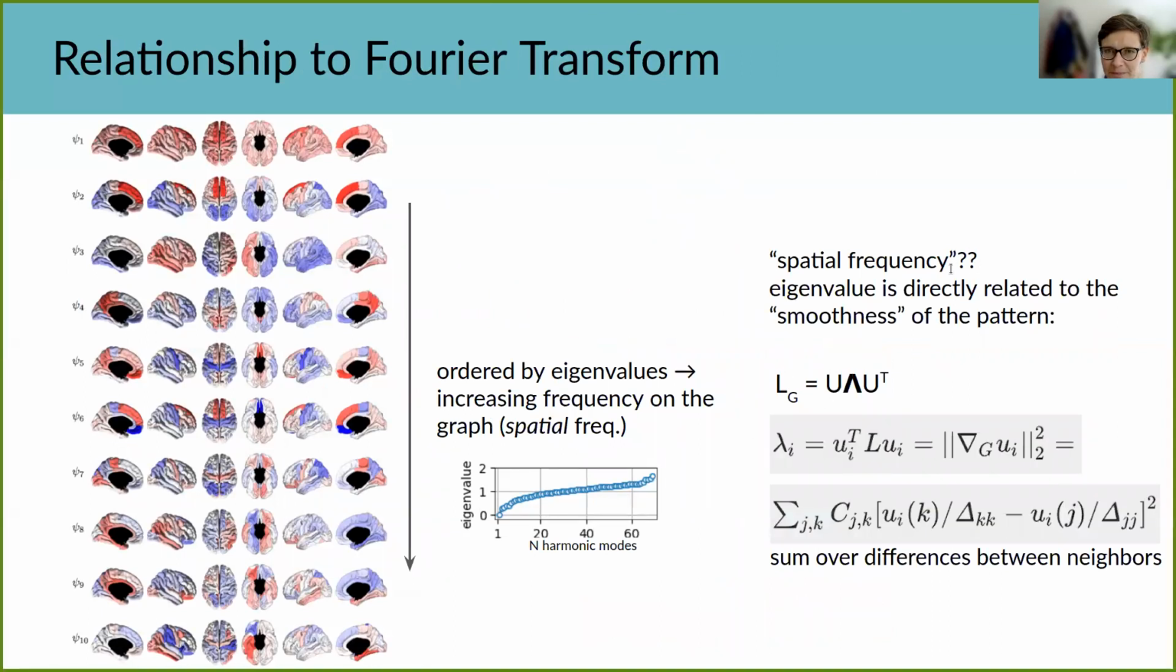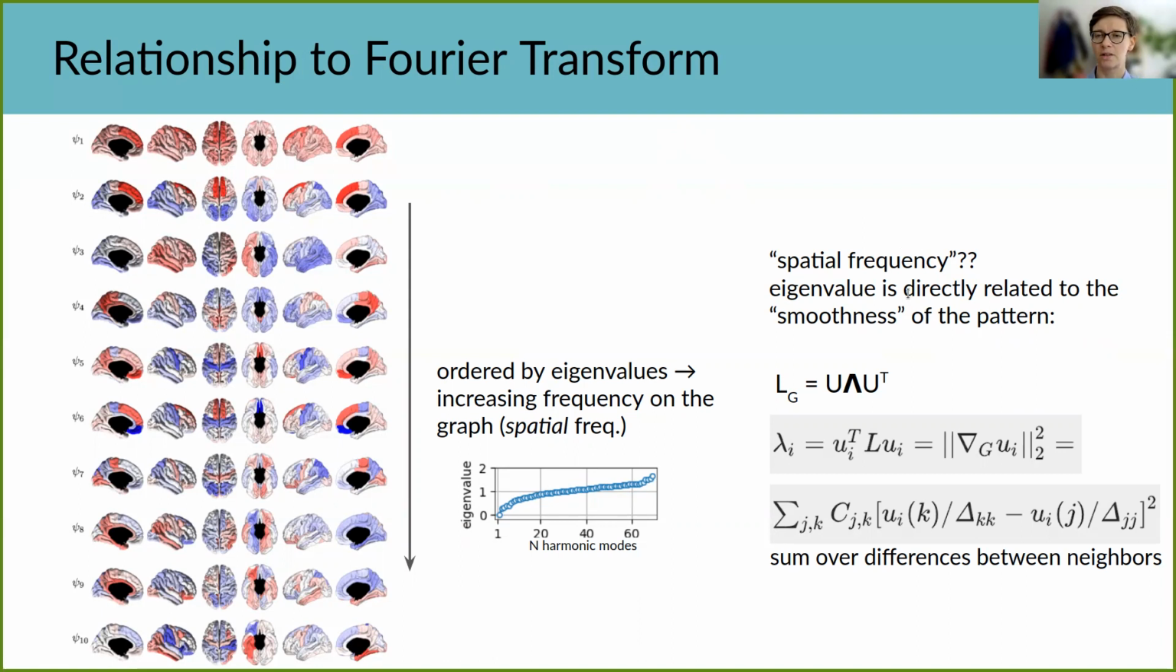In that way, harmonic modes are completely analogous to sine and cosine waves. And this is not just an illustration, but you can show this in rigorous mathematical terms, how it's exactly the same. So the difference only lies in the domain. The sine and cosine waves are ordered by frequency, and so are the harmonic modes. So don't be afraid of this slide. I will explain, just give me 1 second.